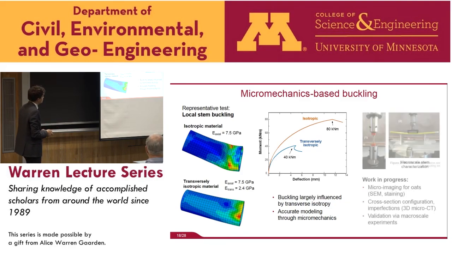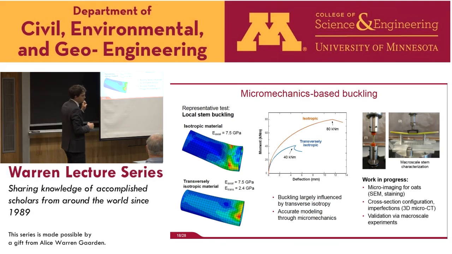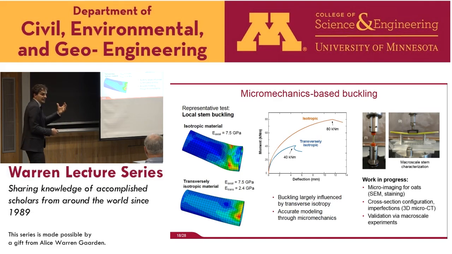based on mechanics. Okay, I want to outline, this is work in progress, so our next steps are to obtain enough information in terms of imaging data and material data from microimaging for our target plant, which is oats. And we also need to look a little bit into cross-section configuration in terms of imperfections, because these lines are dramatically influenced by how the macroscale geometric configuration is set. And then we're also working on validation via macroscale experiments for the oats. So these are initial experiments that we ran.